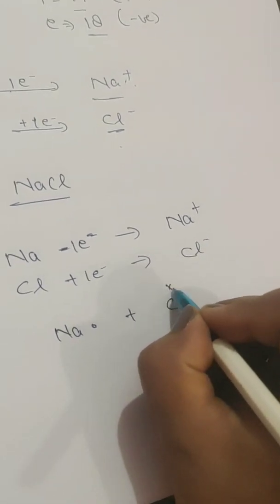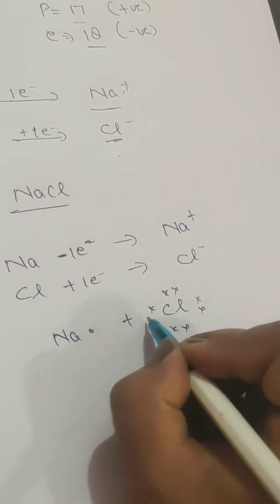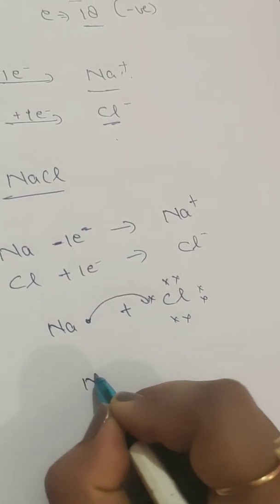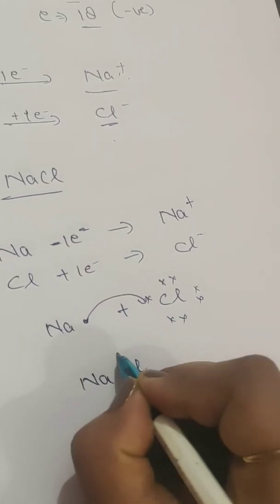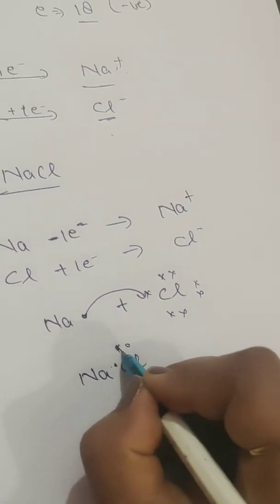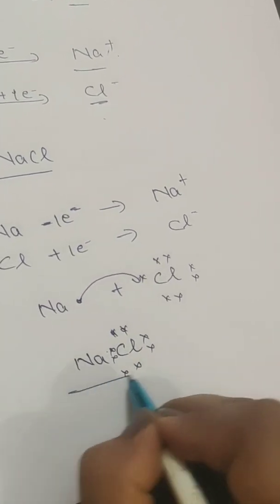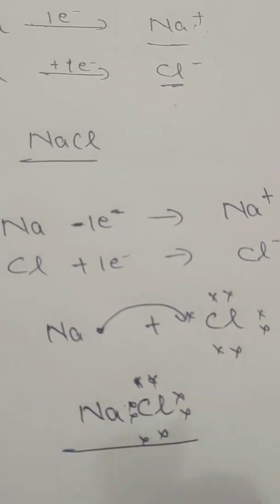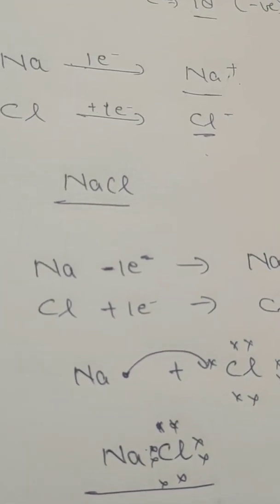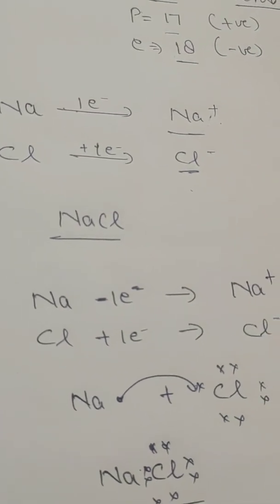Chlorine has 7, so this will be transferred here. Okay, so sodium will transfer 1 electron and sodium and chlorine will combine. So chlorine will be having how many electrons? It will be having all the 8 electrons. So this will be a compound called an ionic compound. So metals and non-metals combine together to form an ionic compound when there is transfer of electrons. So this happens and a compound is formed.